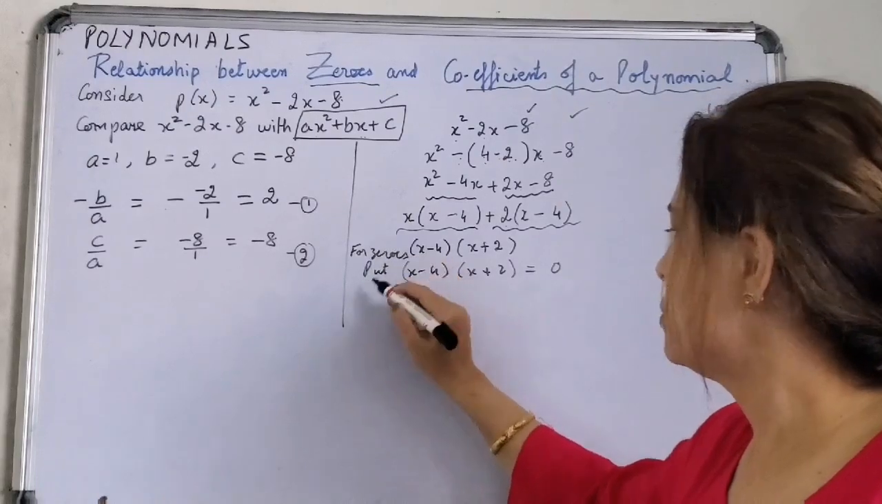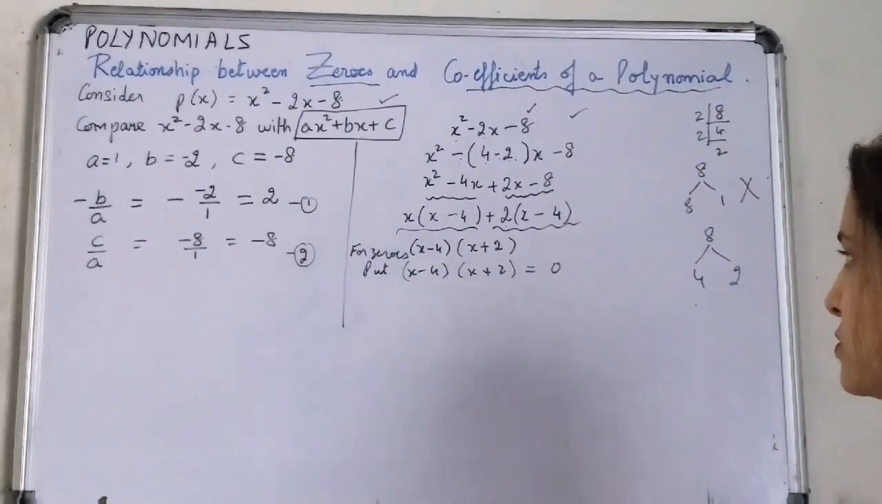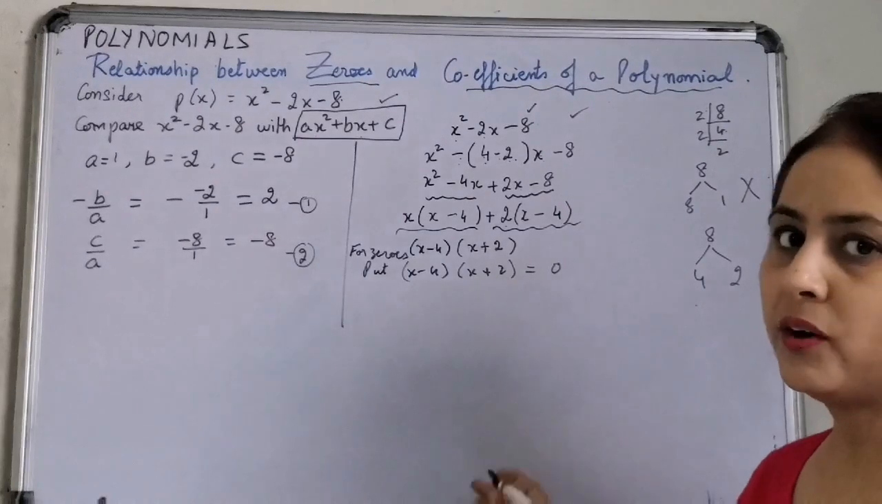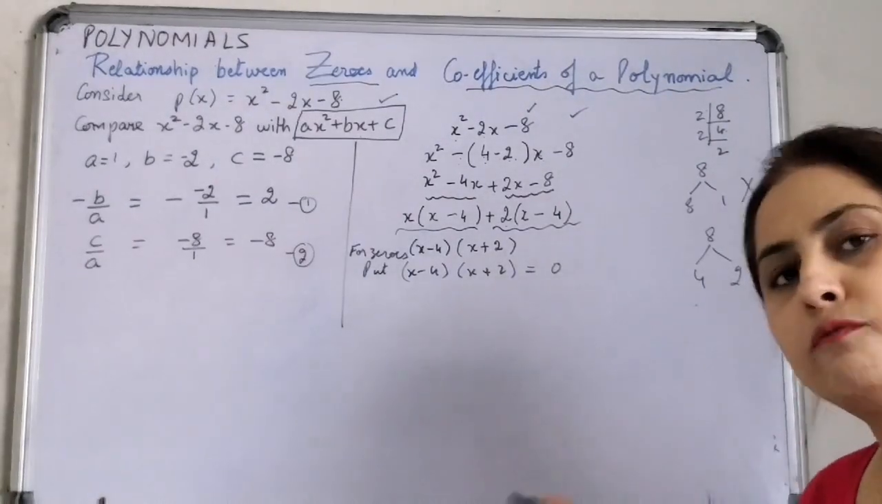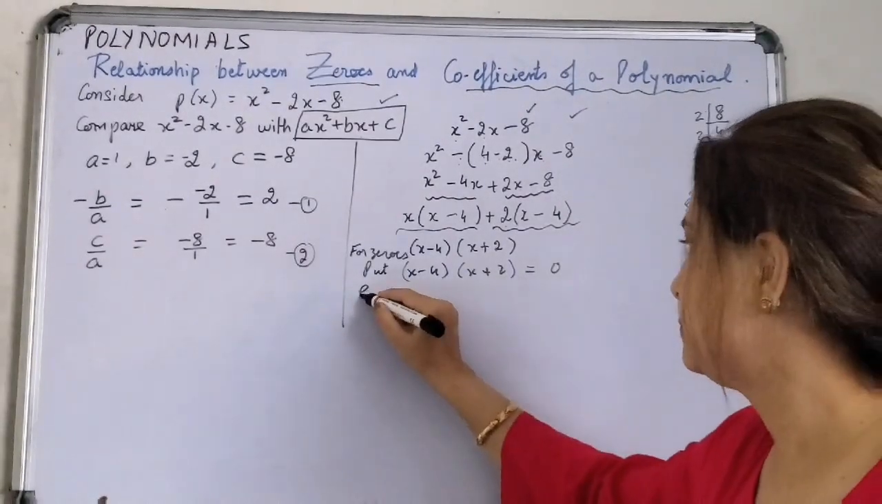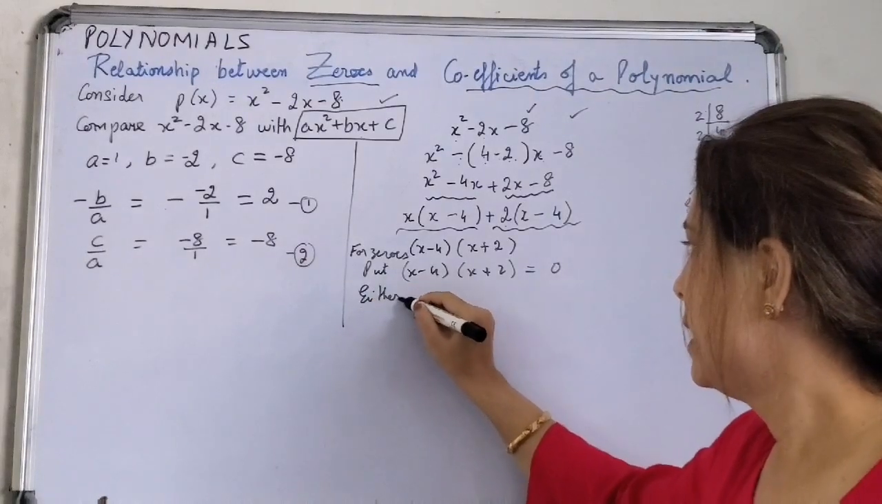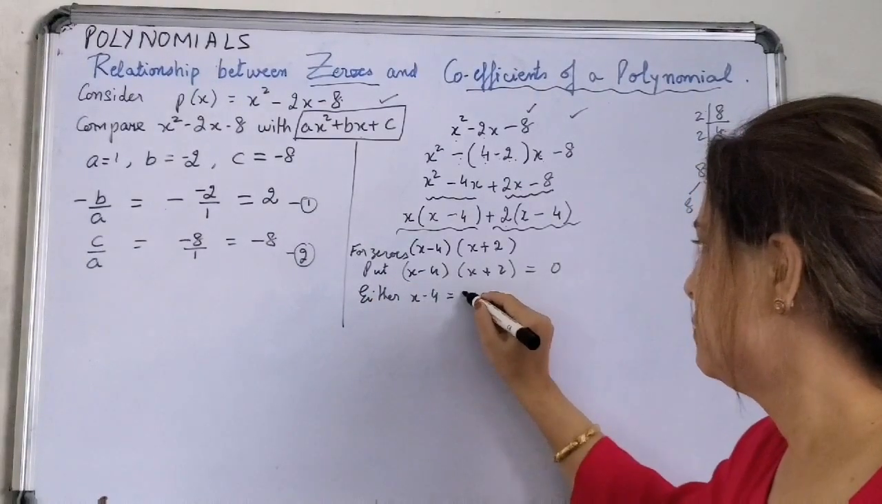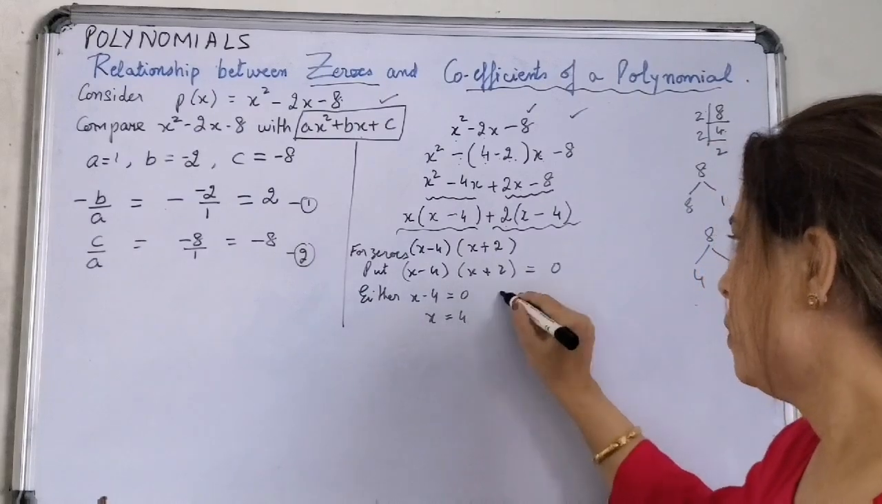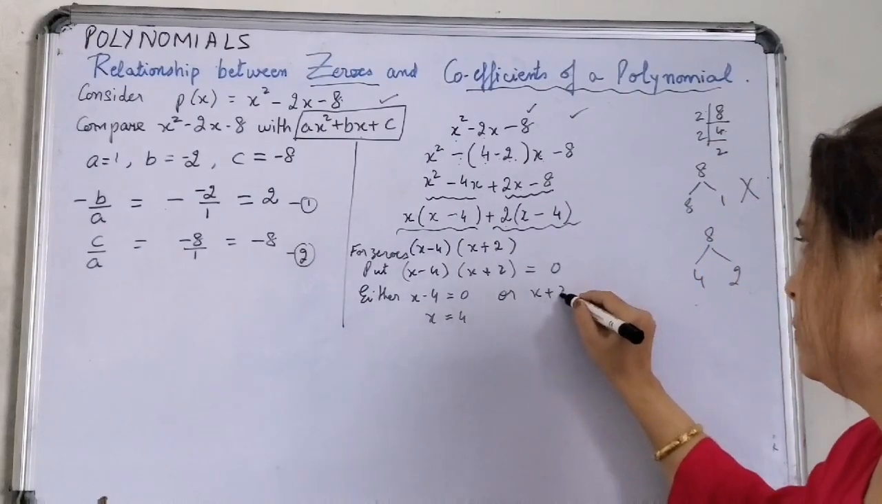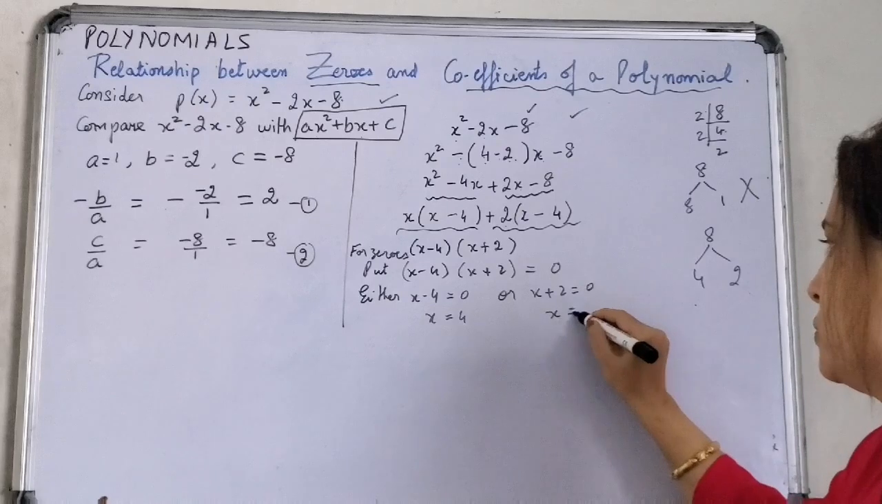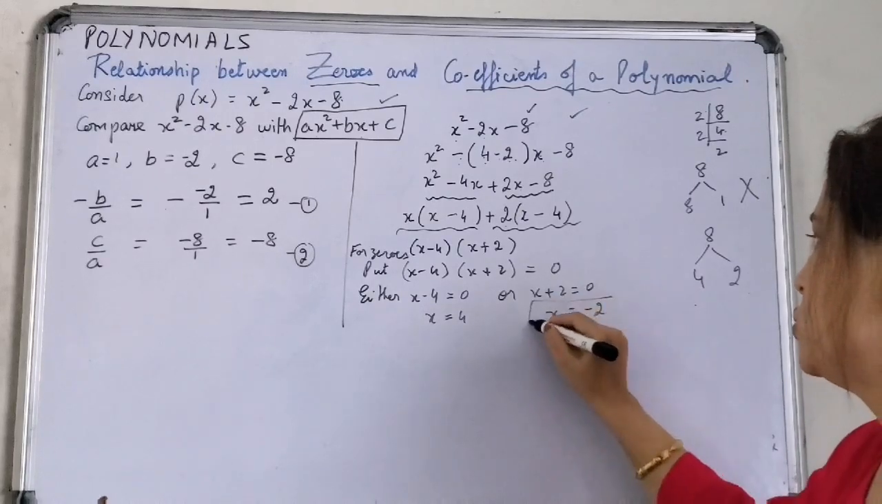For the zeros, put x minus 4 into x plus 2 is equal to 0. And again I repeat, the product of two numbers is 0 if one of them is 0. So either x minus 4 is 0, we get x is equal to 4, or x plus 2 is 0, we get x is equal to minus 2. These are the two zeros of the polynomial.